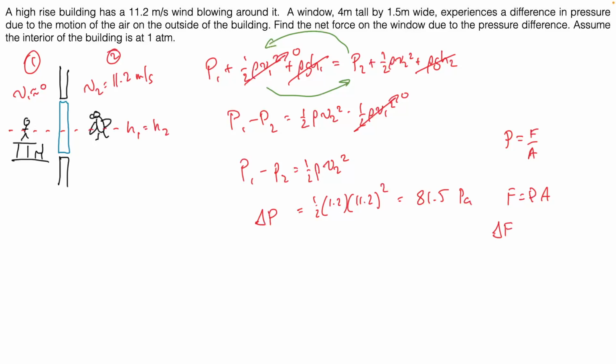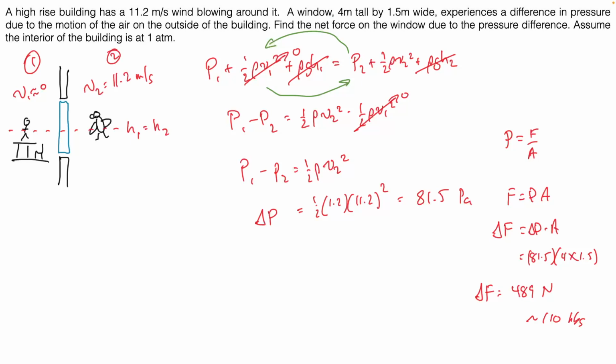So the delta force, right? The difference in force that the window experiences will be brought about because of the change in pressure times the area. Our delta pressure, 81.5 pascals. Our area is 4 times 1.5, right? I drew an asterisk there, but it's times. And so this difference in force, inside to outside, is 489 newtons, which is approximately like 110 pounds-ish.